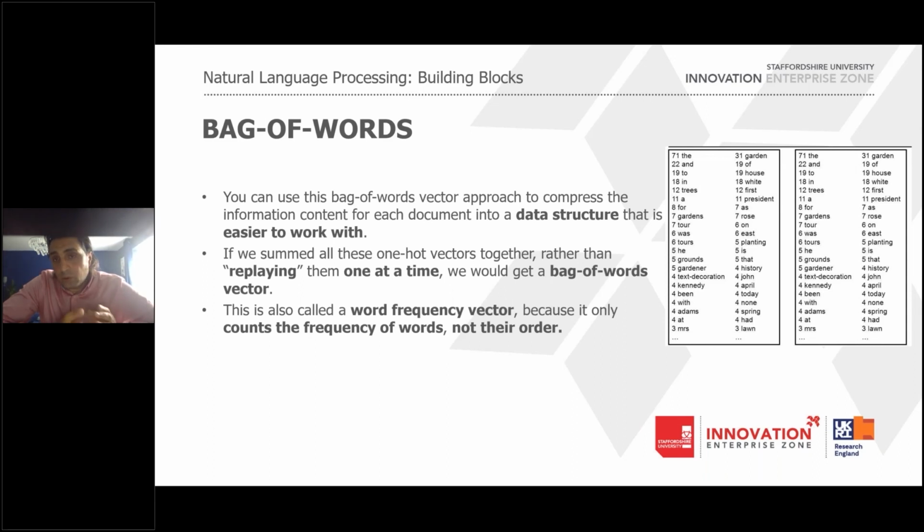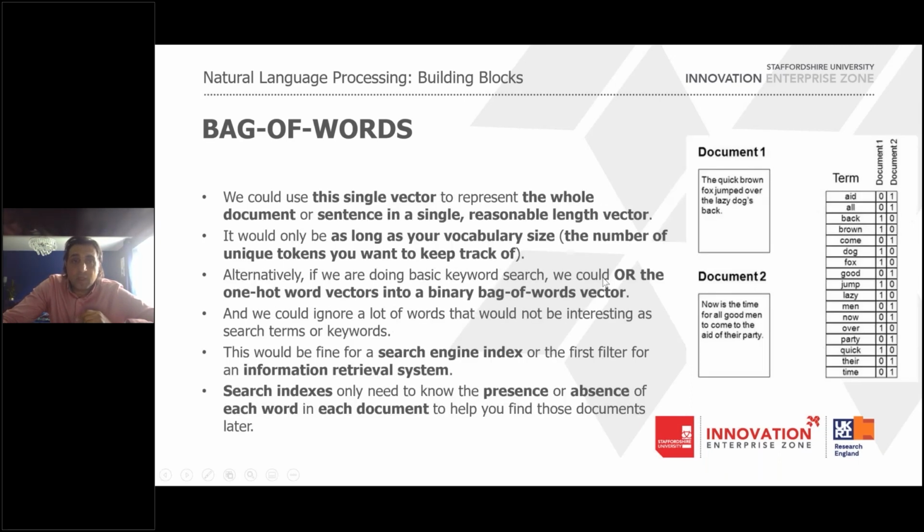For example, in this document, in the example to the right, we have 71 "the" and 22 "and", based on this summation, where we add all the one hot vectors for all the sentences in our document. We can see the frequency of appearance of the words "the", "and", "to", "in", "trees" and the like. So this is called a word frequency vector. It tells us how many times each word appeared, because it only counts the frequency of the word, not their order.